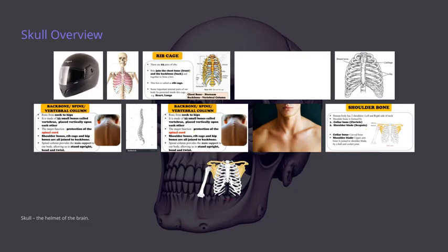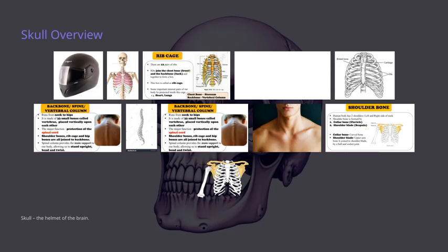Let's take a moment to look at the skull overview. The skull is often referred to as the helmet of the brain, and that's a really fitting description. It serves as the protective shell, safeguarding the delicate tissues and structures inside. The skull isn't just a hard exterior, it also provides support and structure for the face and head.